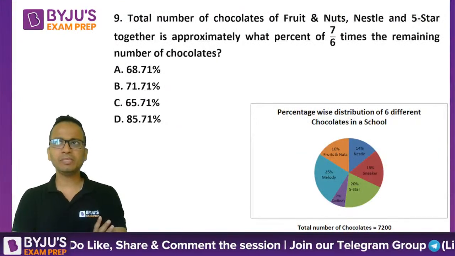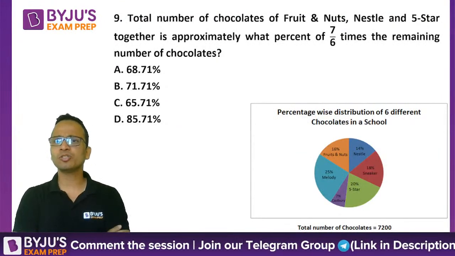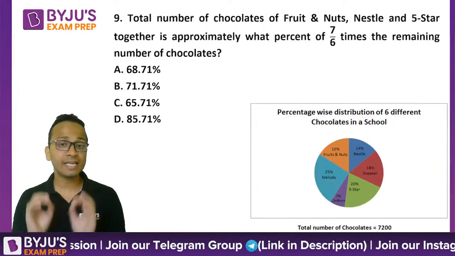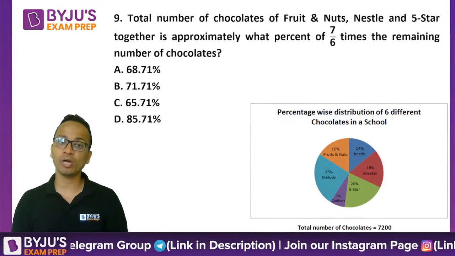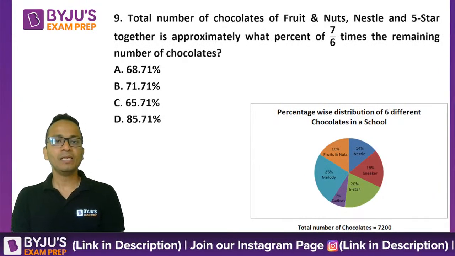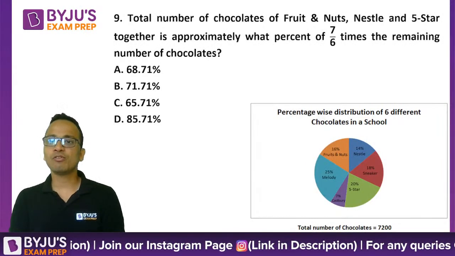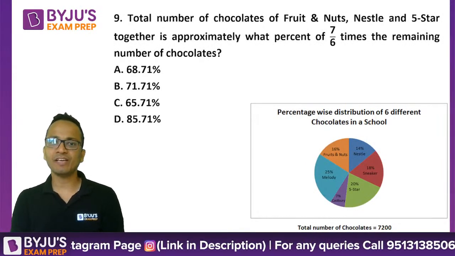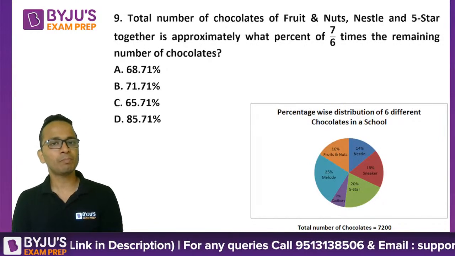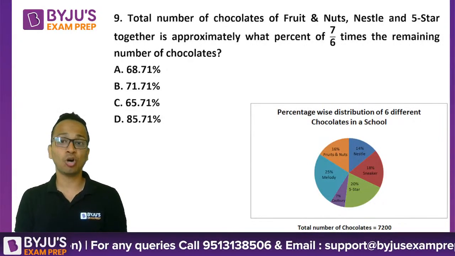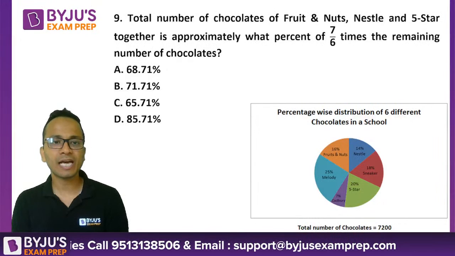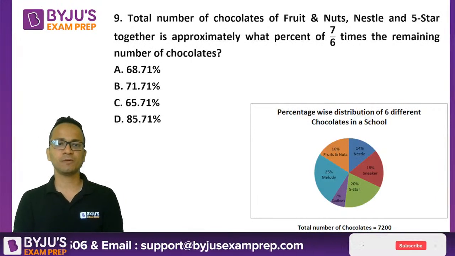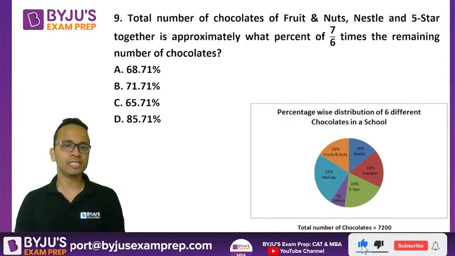Now you must be observing that all these questions are testing your calculations in one way or the other. Now the question is, the total number of chocolates of Fruit and Nut, Nestle and 5-star together is approximately what percentage of 7 by 6 times the remaining number of chocolates? बहुत easy question है, ध्यान से करना.